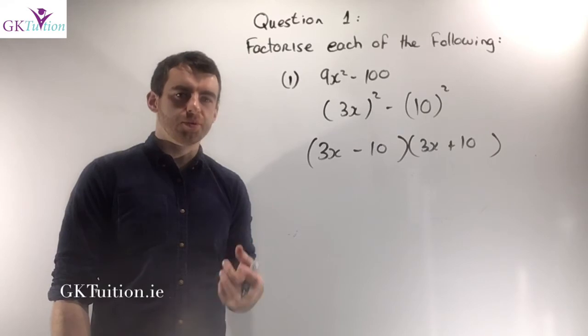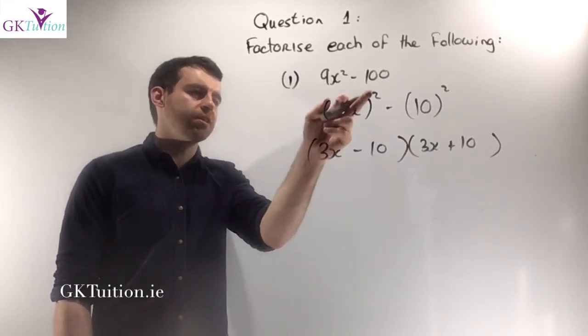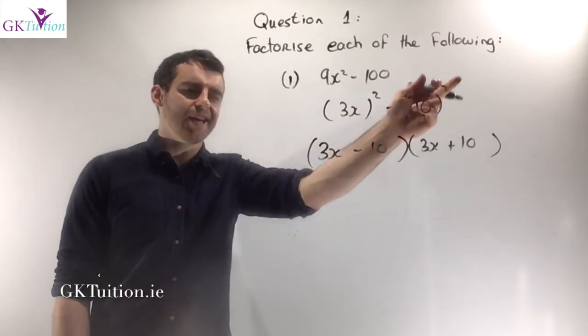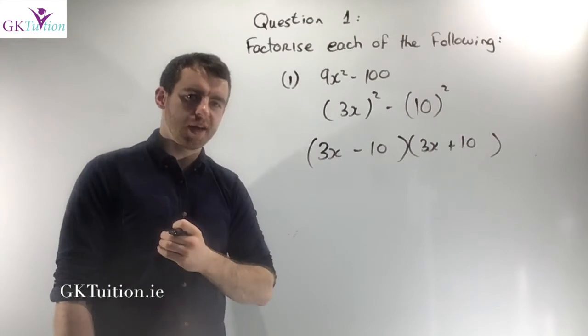So the first question was just a classic difference of two squares. The square root of 9x squared is 3x, to be squared. The square root of 100 is 10, to be squared. So I can just write this as 3x minus 10 times 3x plus 10.